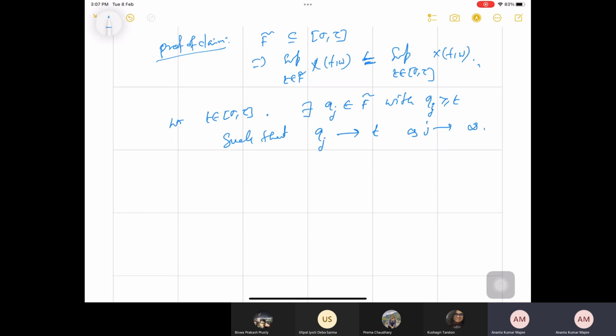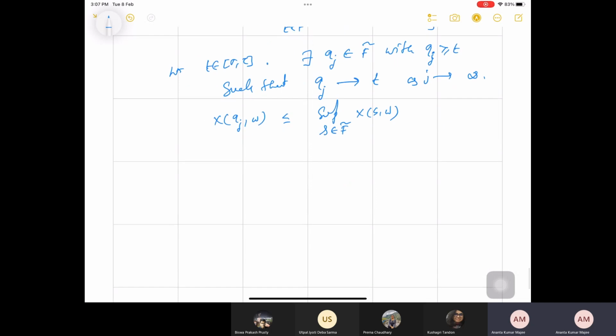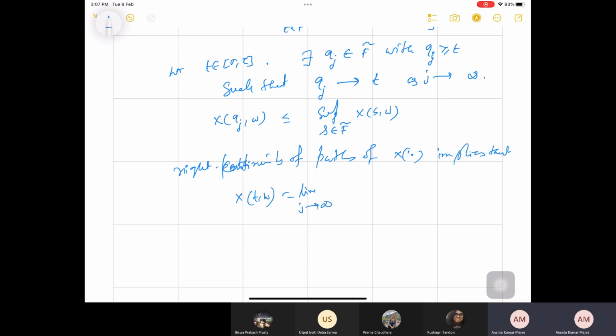Hence, by the right continuity property, now since this is the case, I can have that X of q_j of omega is always less than or equal to the supremum over s in F tilde of X_s(omega), because q_j is a point and I can take from the whole set, so this is greater than these things. Now, because of the right continuity of paths of X_t, this implies that X_t(omega) is equal to the limit as j goes to infinity of X of q_j of omega, which is less than or equal to the supremum over s in F tilde of X_s(omega).